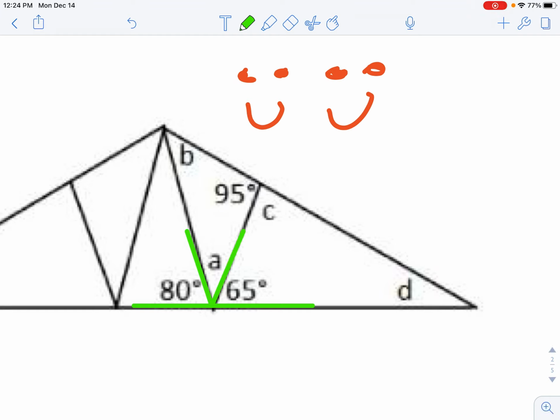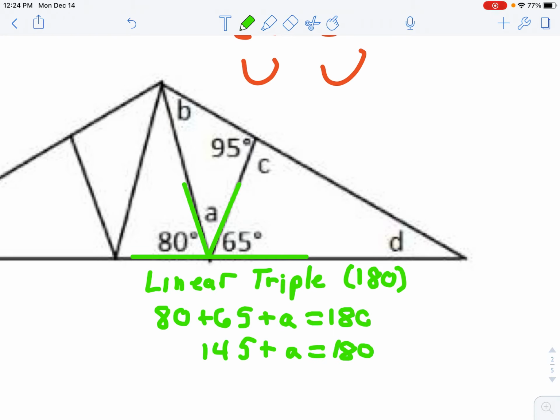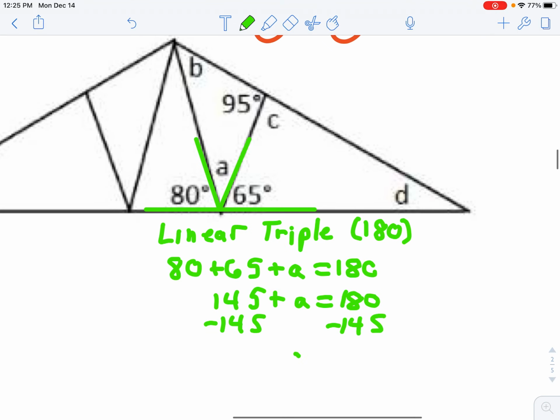All right, so what do I got going on right here? We're gonna call this a linear triple, even though I've never really seen that. I like to make up a linear triple. So we're just going to say instead of a linear pair where 2 angles add up to 180, we got 3 angles that add up to 180. So it's going to be 80 plus 65 plus A equals 180. 145 plus A equals 180. Subtract 145 from both sides, and we get A equals 35 degrees.